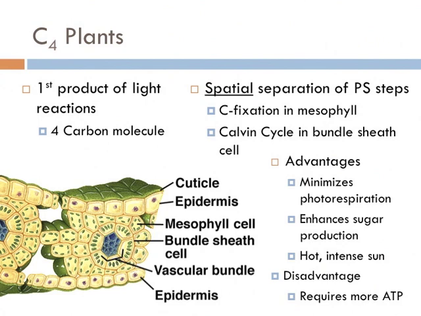Plants that utilize the second variant of photosynthesis are known as C4 plants. This is because the first product of the light reactions is a 4-carbon molecule, but I won't go into the details of chemical reactions. You're welcome. No, really. Trust me, you are welcome.